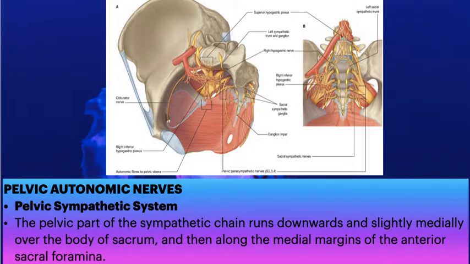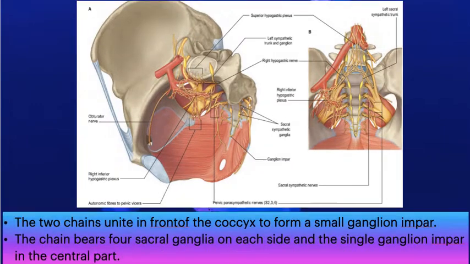Now, the pelvic autonomic system, very important. The pelvic sympathetic system, you can see the sympathetic chain over here. The pelvic part runs downward, slightly medial over the sacrum, you can see over here, and then along the medial margin of the anterior sacral foramina. The two chains unite in front of the coccyx to form the small ganglion impar. The chain bears four sacral ganglia on each side and a single ganglion impar in the central part.